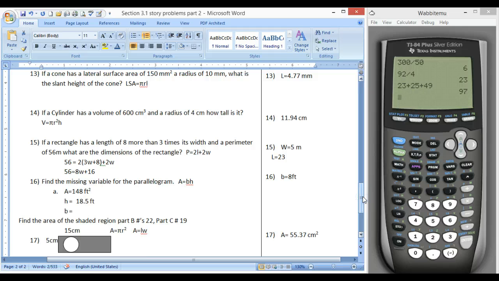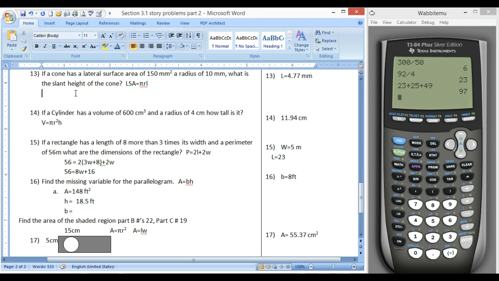Let's move to our next story problem. If a cone has a lateral surface area of 150 millimeters squared, a radius of 10 millimeters, what is the slant height of the cone? So I've already given us our formula found on your formula sheet for exam 2.